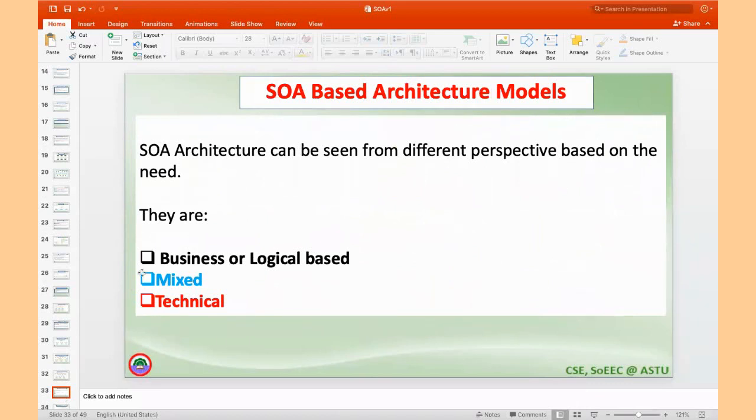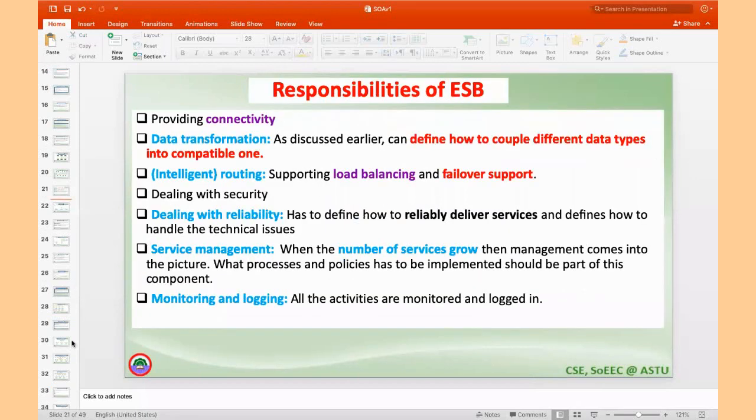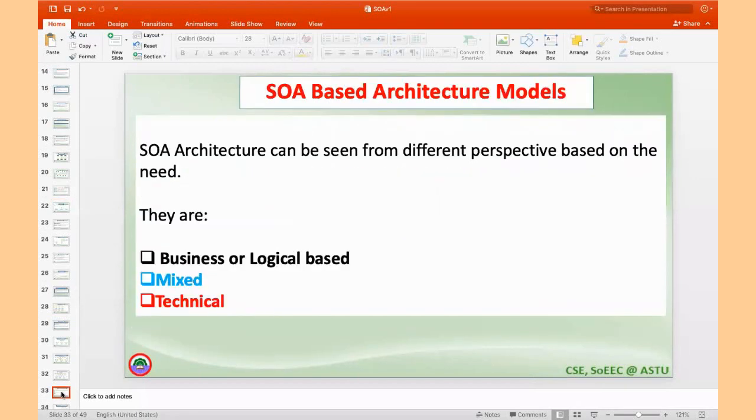So there are three kinds of services: basic service, composite service, and business service. Ultimately, these three levels of services can be used to automate your business process. That's the brief introduction to the different types of services. Next is the architectural models. What are the different architectural models available in service oriented architecture?